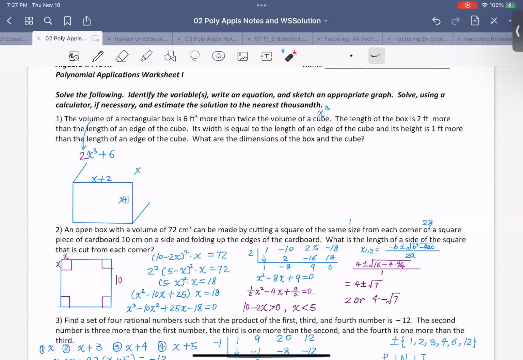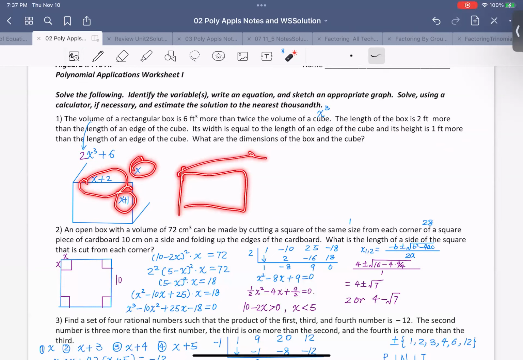Okay, go ahead. Write down your own equation and figure out all the roots, all those factors. And then based on the roots you figure out, you want to write down the dimension. So you want to figure out your x times x times x. That's your cube dimension. And then you want to do x plus 2 times x plus 1 times x. That's your rectangular box dimension.